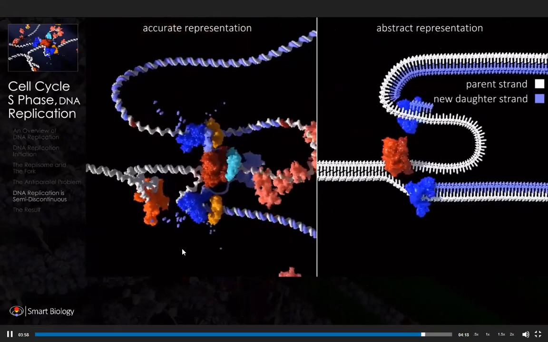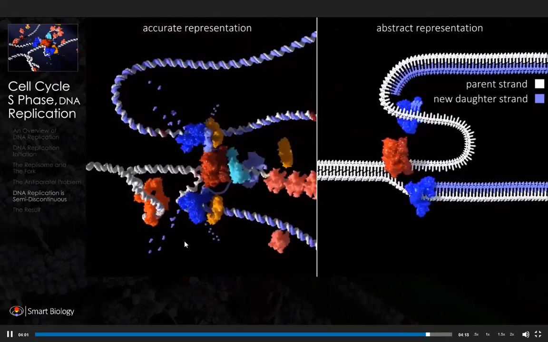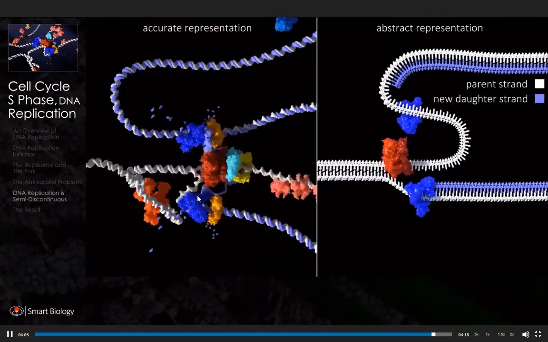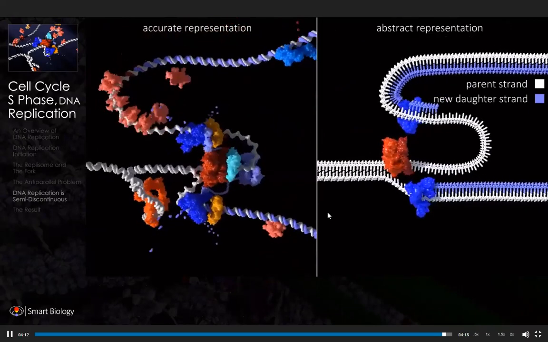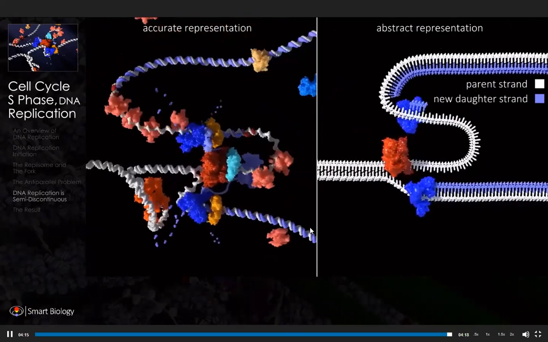And when we add all the specific proteins, then this is how it looks. So the leading strand is over here and the lagging strand is over here. So the upper polymerase synthesizes the new strand slower? No, it actually isn't slower.